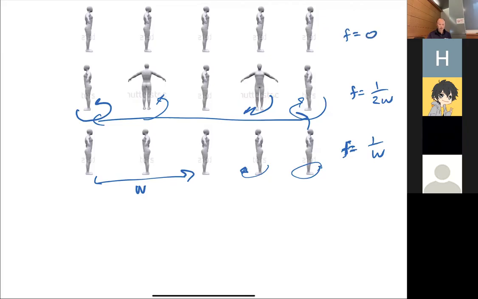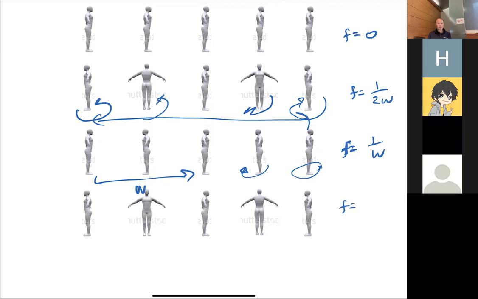Because there's no variation. So that's what 0 frequency means: no variation. Okay, so we've gone from 0 to 1 over 2W to 1 over W. Now here we keep going. And what's the period of this? And what's the frequency of this? 1 over 2W. Okay, cool. So we have 2 of these, right?